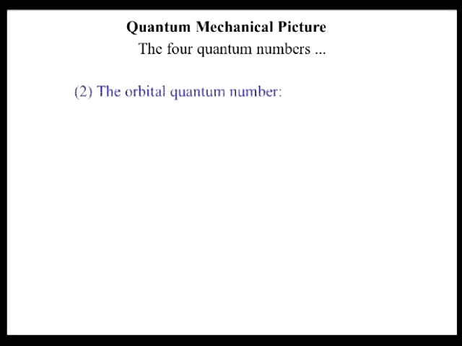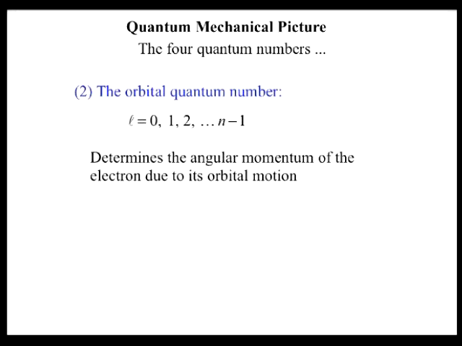Next is the orbital quantum number L. The values of L depend on the value of n, and only the integers L equals 0, 1, 2, 3 to n minus 1 are allowed. This number determines the angular momentum of the electron due to its orbital motion, the magnitude of which is given by L equals the square root of L times L plus 1 times h divided by 2 pi.